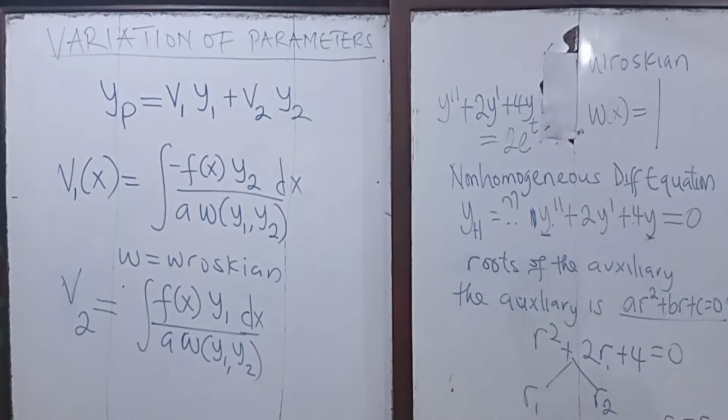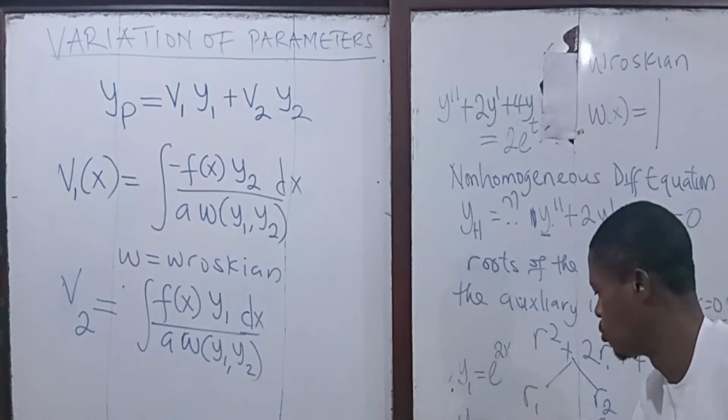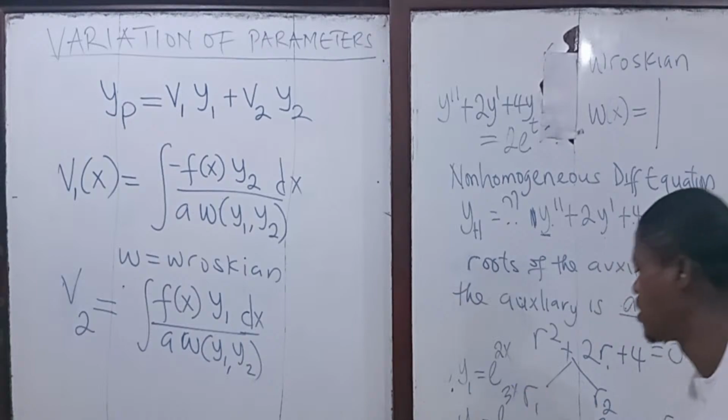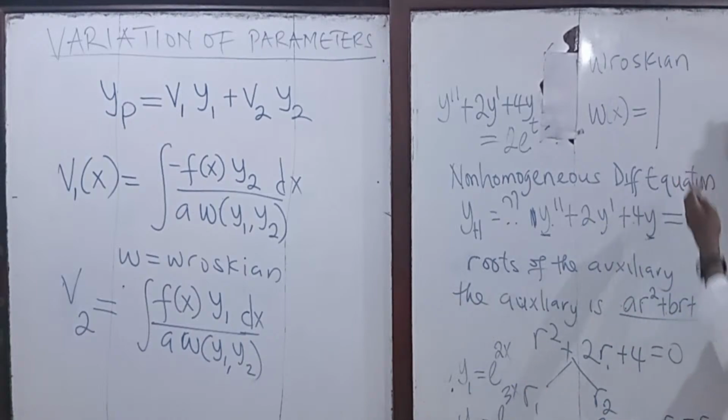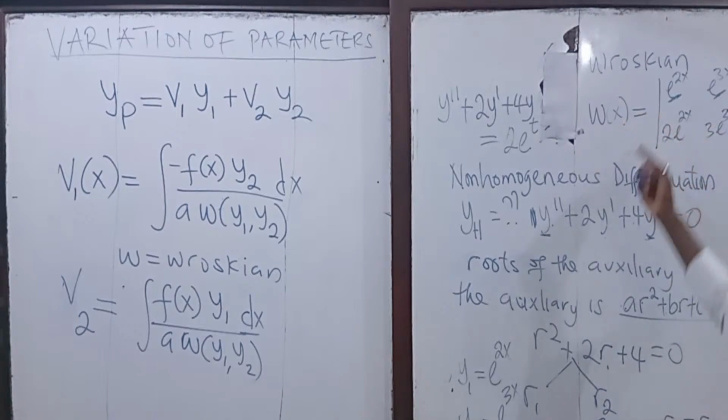Let's say, for example, you have r1 equal to 2 and r2 equal to 3. Then your y1 will be equal to e to the power 2x, and your y2 will be equal to e to the power 3x. So then you come to your Wronskian. The first row is y1, y2. The next row is the derivative of y1, which is 2 times e to the power 2x, and the derivative of y2, which is 3 times e to the power 3x. You solve the determinant and you get the Wronskian, W.